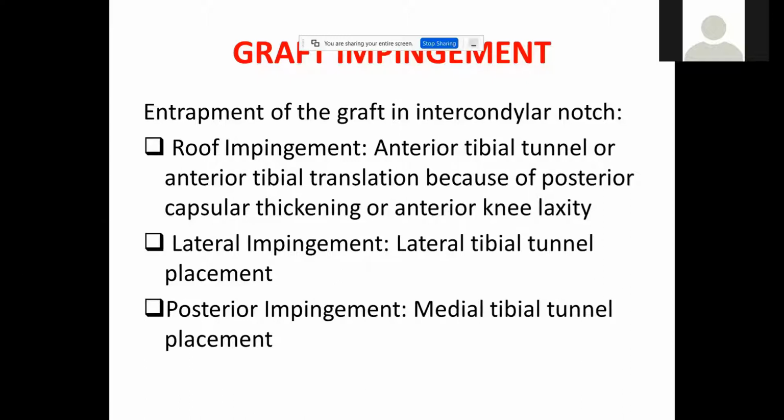One of the major reasons for this is anterior tibial translation because of posterior capsular thickening or anterior knee laxity. If the knee becomes lax or the capsule becomes thick, it pushes the graft to the anterior side and it starts impinging. Impingement will cause pain and degeneration of the graft as well as degenerative arthritis in the joint. The graft will also break down in the long term.